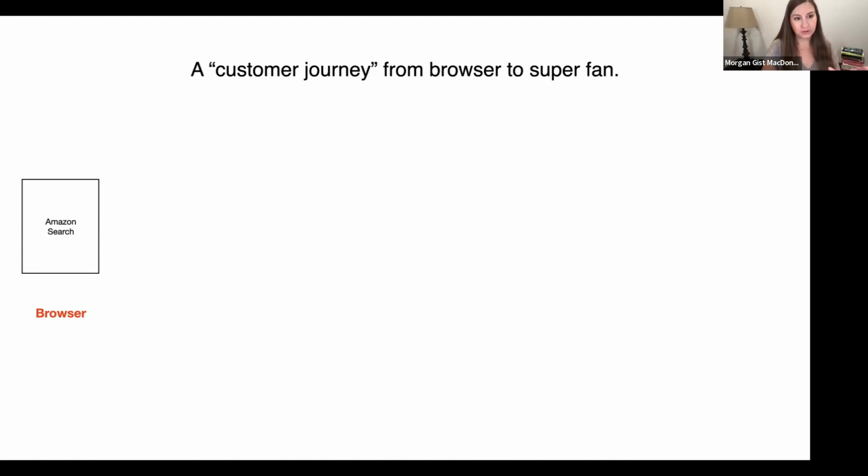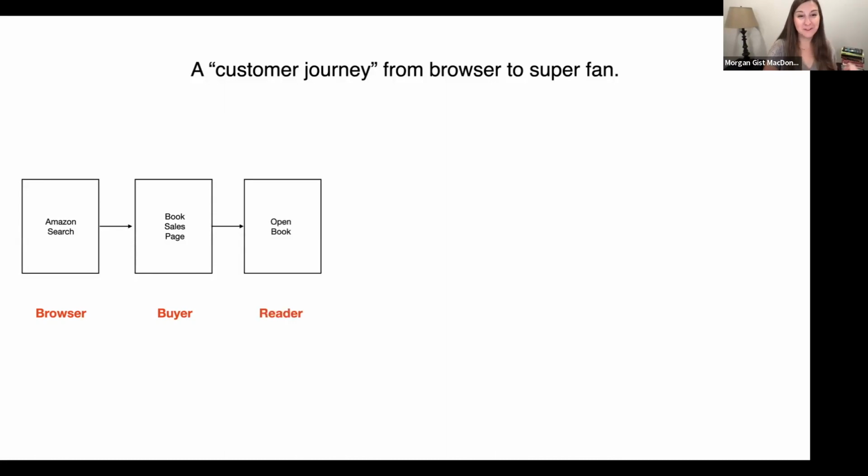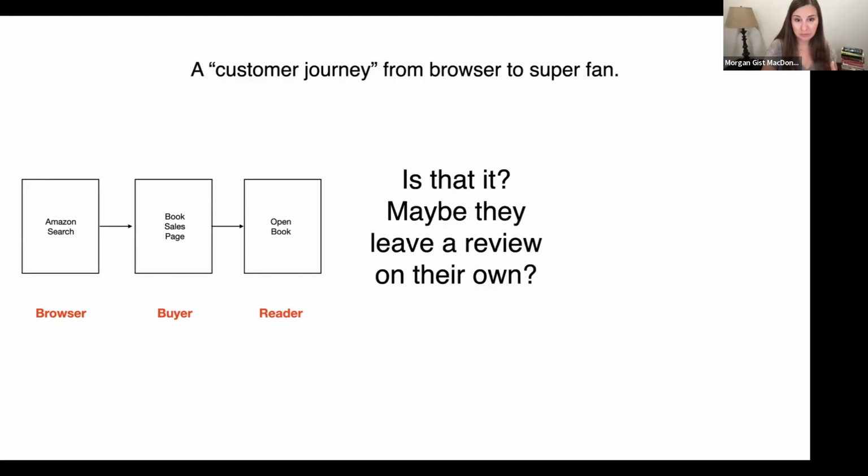There's a browser who comes to Amazon to search for a new book. They find a book, so they're looking at the book on Amazon. Perhaps they buy it. That's great. Yes, we want them to buy the book. They open the book, and now they're a reader. Ideally, they are reading your book. And the question is, well, is that it? Maybe they leave a review on their own. Maybe they don't. Is that all we wanted from this relationship with this person who's reading our book?